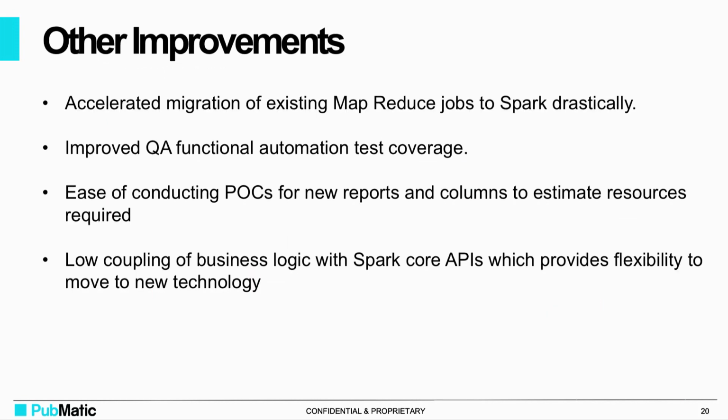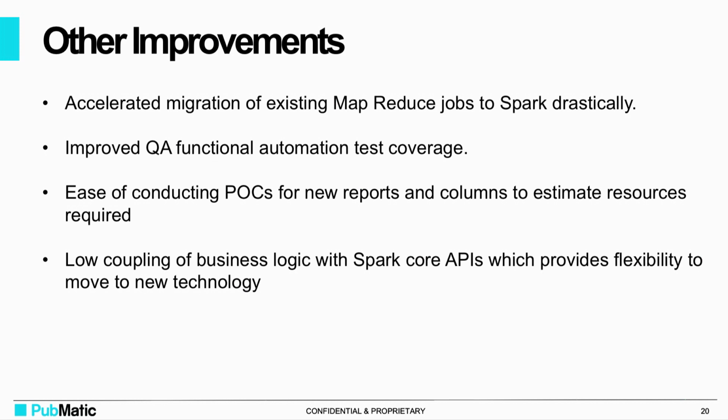Other improvements: it accelerated our migration from MapReduce to Spark. It improved QA, because all the formulas that we were writing were so well unit tested. There was automation around it to verify that it works correctly. So if we are using the same piece of logic, we don't have to write more automation test suites.